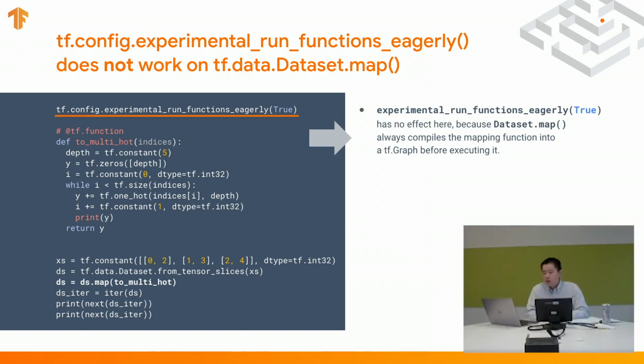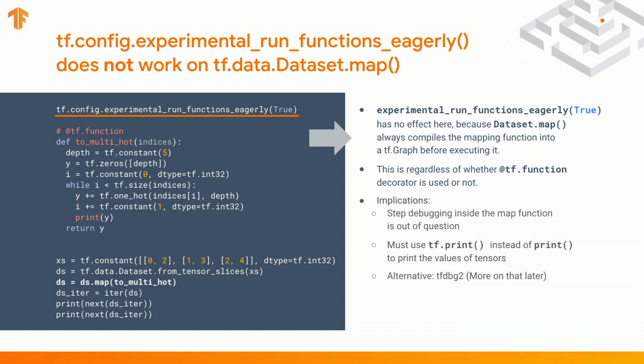The slide here shows you an example in which experimental_run_functions_eagerly does not work on a map function that you pass to tf.data.Dataset. Even if you comment out the tf.function decorator for the to_multi_hot function, it's still going to be converted into a graph and then run in a graph fashion instead of running eagerly. So in order to debug intermediate tensors inside the function, you must use tf.print. If you use print, you're only going to print the symbolic tensors in the graph. But TensorFlow Debugger will also make it easy for you to debug the values inside a tf.function passed to tf.data.Dataset.